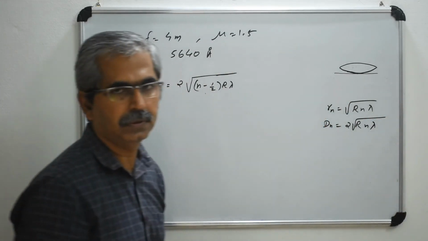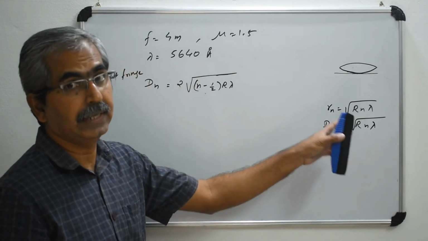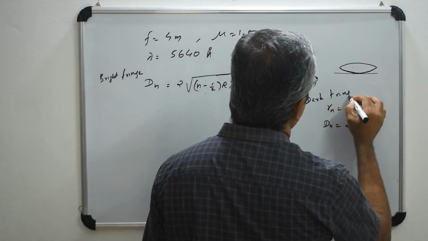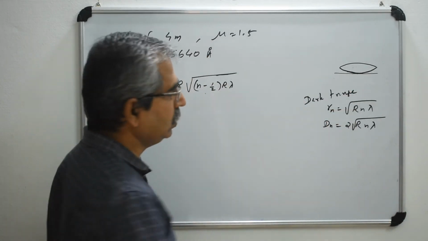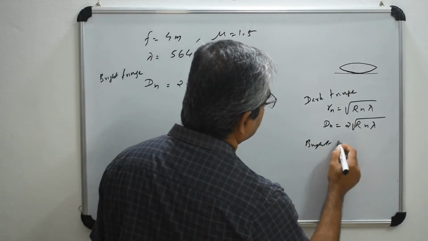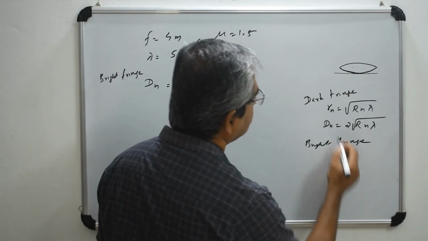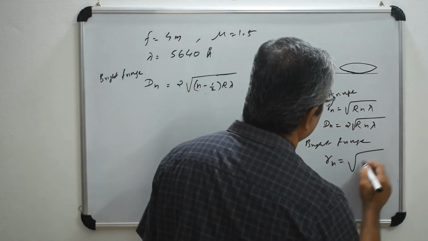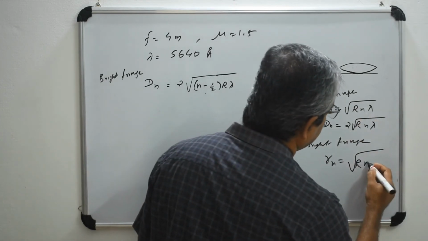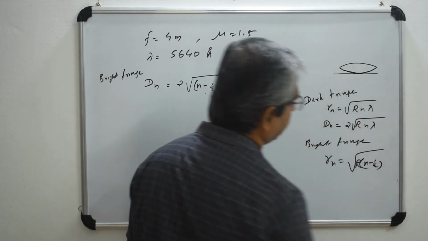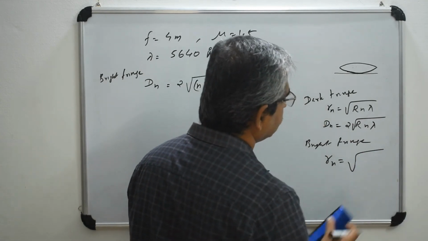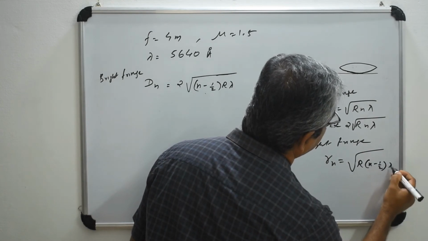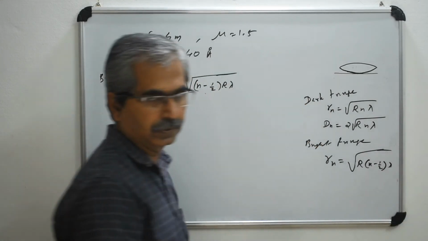N into lambda. Okay. Now, this is for the dark fringe. And for the bright fringe, the equation is Rn is equal to square root of r into n minus half into lambda. Okay, r into n minus half into lambda. This is the equation.